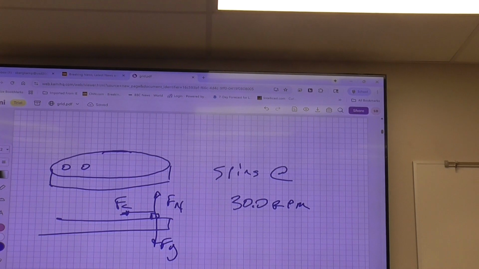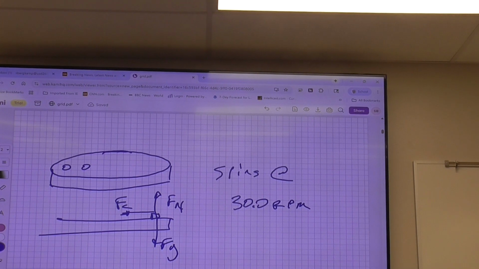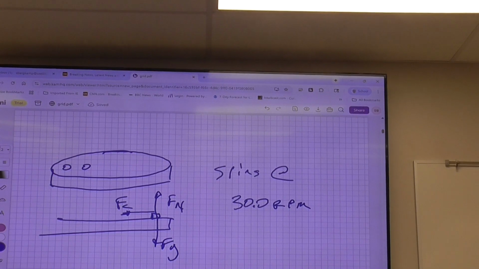Now, here's the whole key to this. Let's talk about a couple of things. Are both nickels undergoing centripetal acceleration? Yes, because we're both moving in a circle, right?